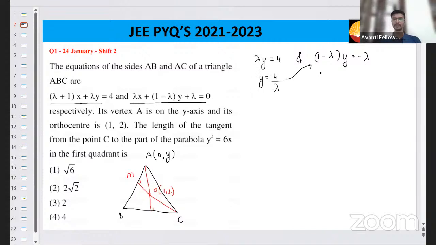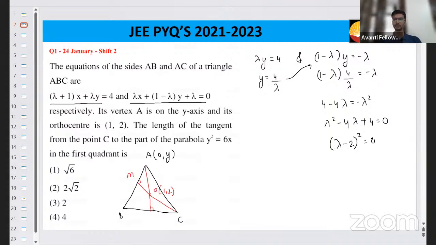If we substitute it here, what will I get? 1 minus lambda into 4 upon lambda is equal to minus lambda. If we cross multiply, I'll get 4 minus 4 lambda is equal to minus lambda square. So we got a quadratic: lambda square minus 4 lambda plus 4 is equal to 0. This is basically lambda minus 2 the whole square equals 0. So we got the value of lambda as 2.